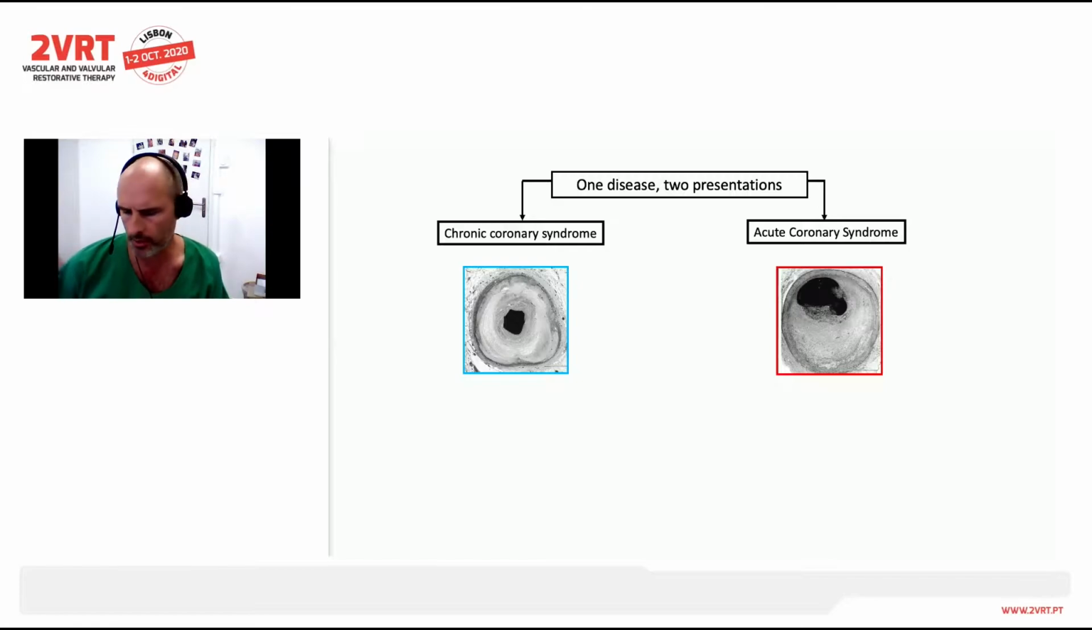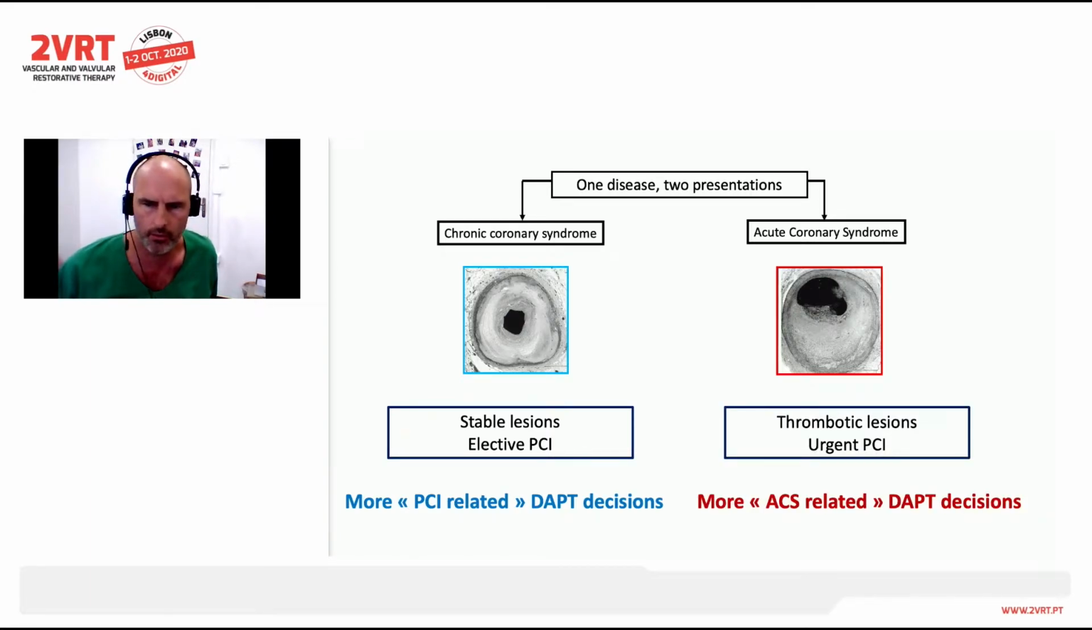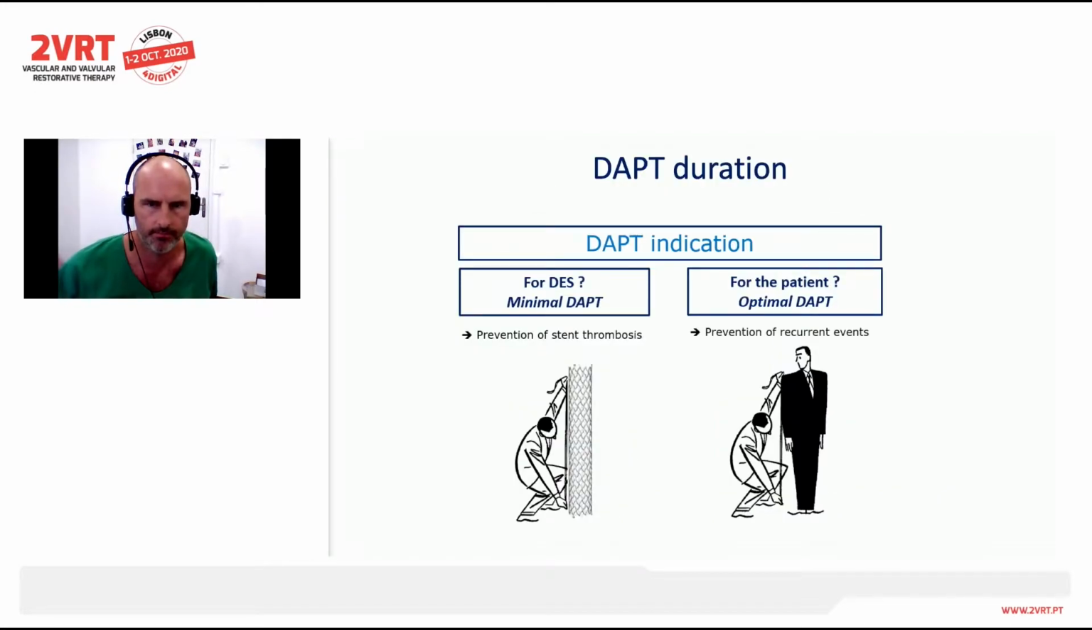So at the end, we know that we have one disease with two different presentations, the chronic coronary syndrome and the acute coronary syndrome. In the chronic coronary syndrome, most of the DAPT decision will be based on the PCI itself because we have stable patients. While in acute coronary syndrome, we have thrombotic lesions, unstable patients, and I think we will more decide the DAPT based on the clinical presentation.